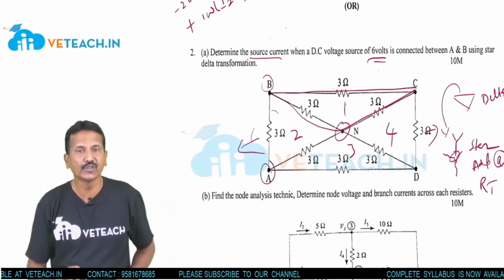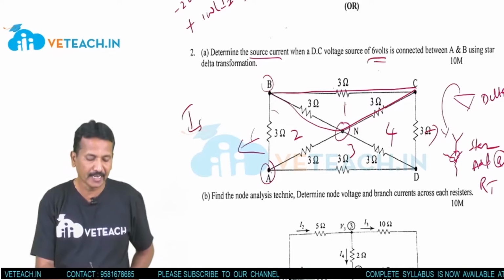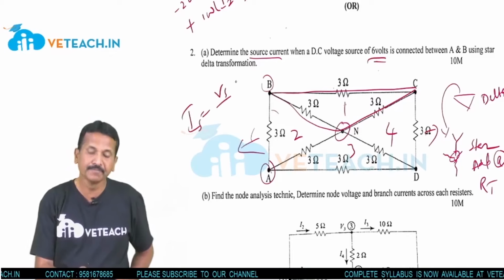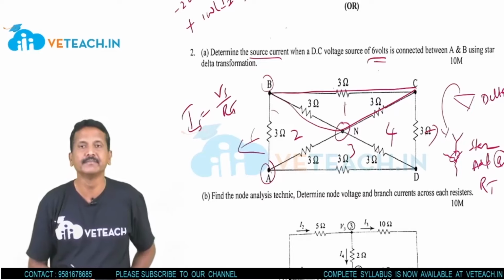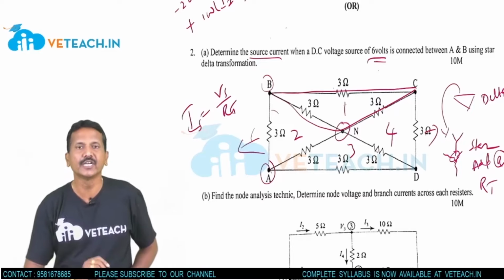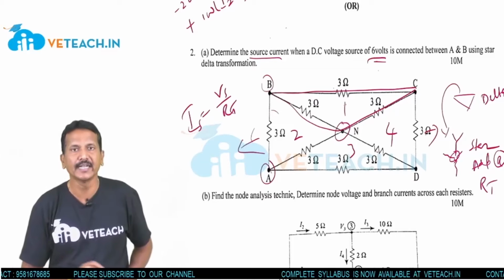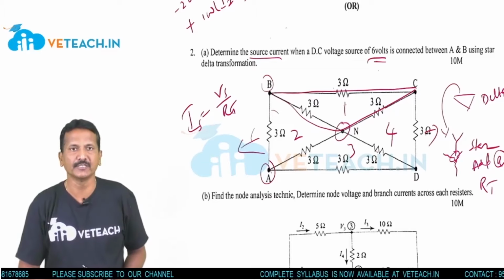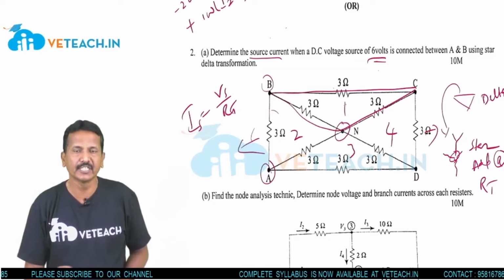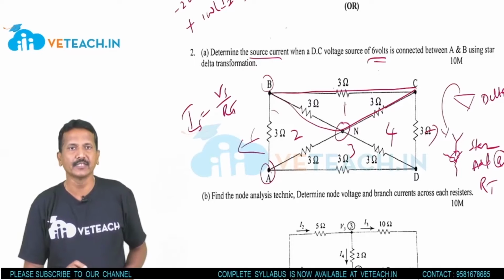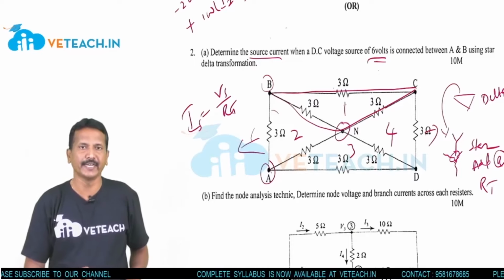You know the voltage, 6 volts. Then you can find the current from the voltage source by R total. So this is your star delta transformation. Derivation is important, and as well as doing some problems is also important here.